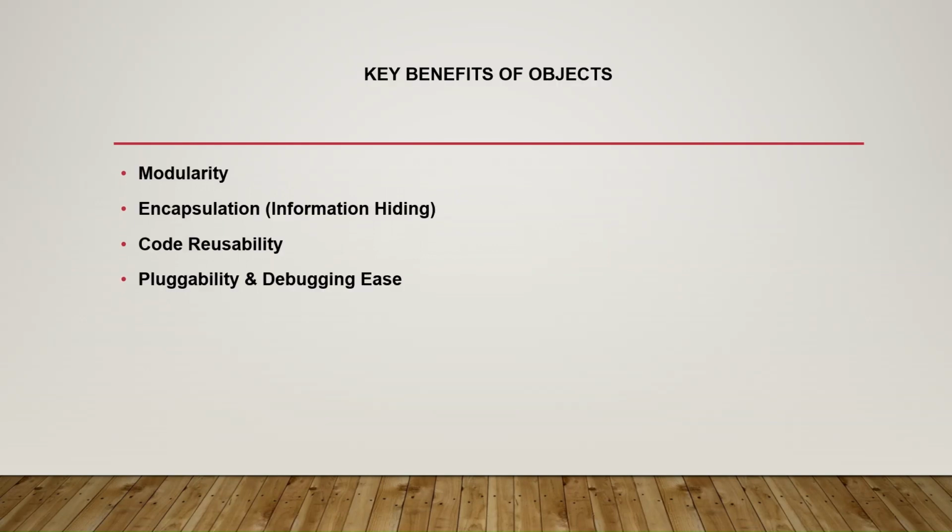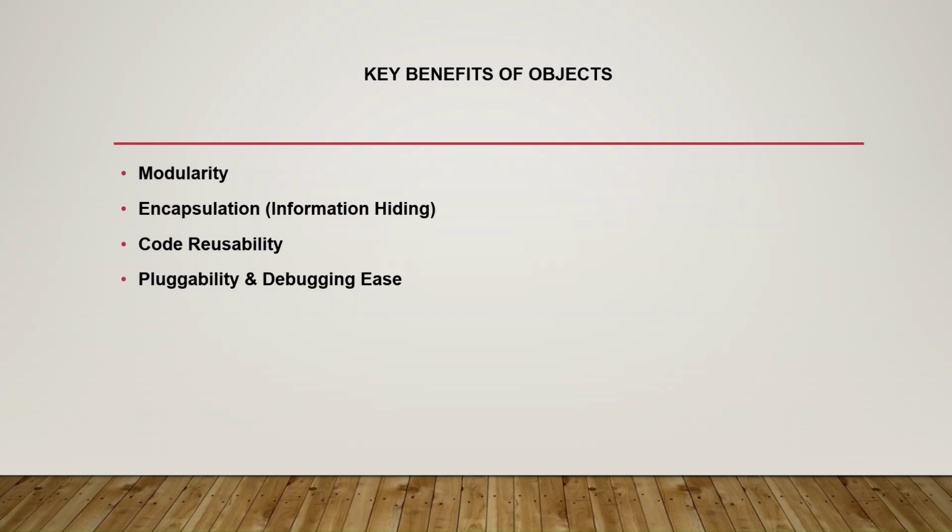Key benefits of objects. Modularity. It means an object's source code can be written and maintained independently from other objects, ensuring flexibility and reuse across a system. Encapsulation. It is also called information hiding. Objects expose functionality through methods while keeping internal implementation details hidden, enhancing security and maintainability.